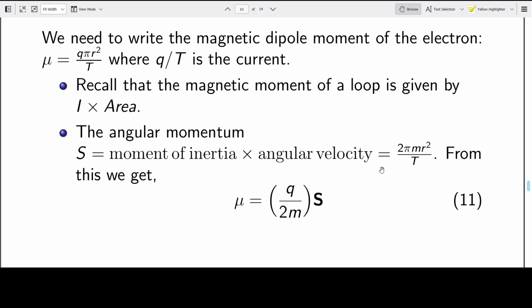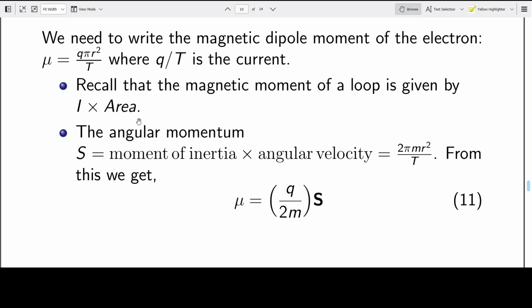We need to write the magnetic dipole moment of the electron. Mu is equal to q times pi r square, q by T times pi r square, where q by T is the current. Recall that the magnetic moment of a loop is given by I times area. So the above expression corresponds to this I times area. The angular momentum is given by moment of inertia times angular velocity. Moment of inertia is m r square and angular velocity is 2 pi by T. So we get S as 2 pi m r square by T.